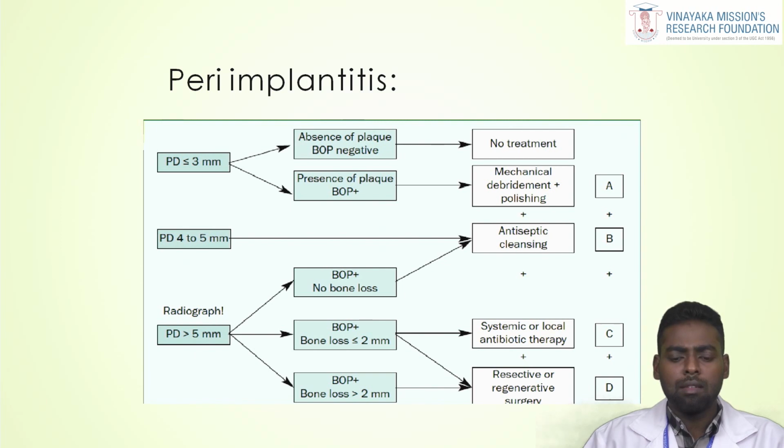This can be subcategorized into no bone loss, less than 2 millimeters of bone loss, or more than 2 millimeters of bone loss. If there is no bone loss, the normal non-surgical method of cleaning and irrigation is sufficient. If there is less than 2 millimeters of bone loss, you must go for local drug delivery using perio chips or fibers. With more than 2 millimeters of bone loss, you must go for resective osseous surgery, and regenerative approaches must be followed to safeguard the implants.